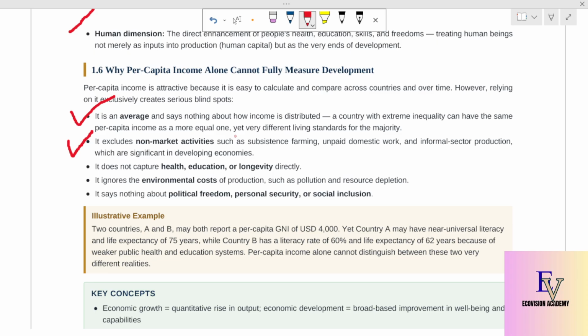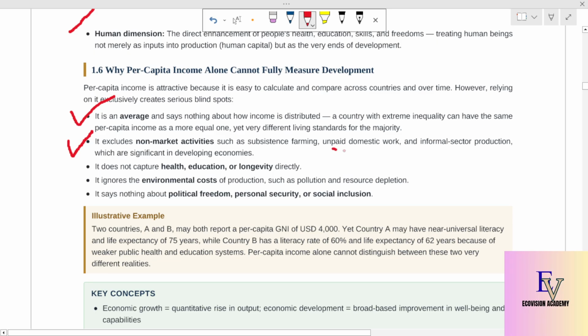So what is the money? Because this is a non-marketing activity. Where is the money? There is no money, because I am not selling them in the market. What I am doing is just going to the plot of land and farming, and after farming, it is consumed by me and my family. Whenever this happens, it is subsistence farming. So GDP doesn't include these non-marketing activities.